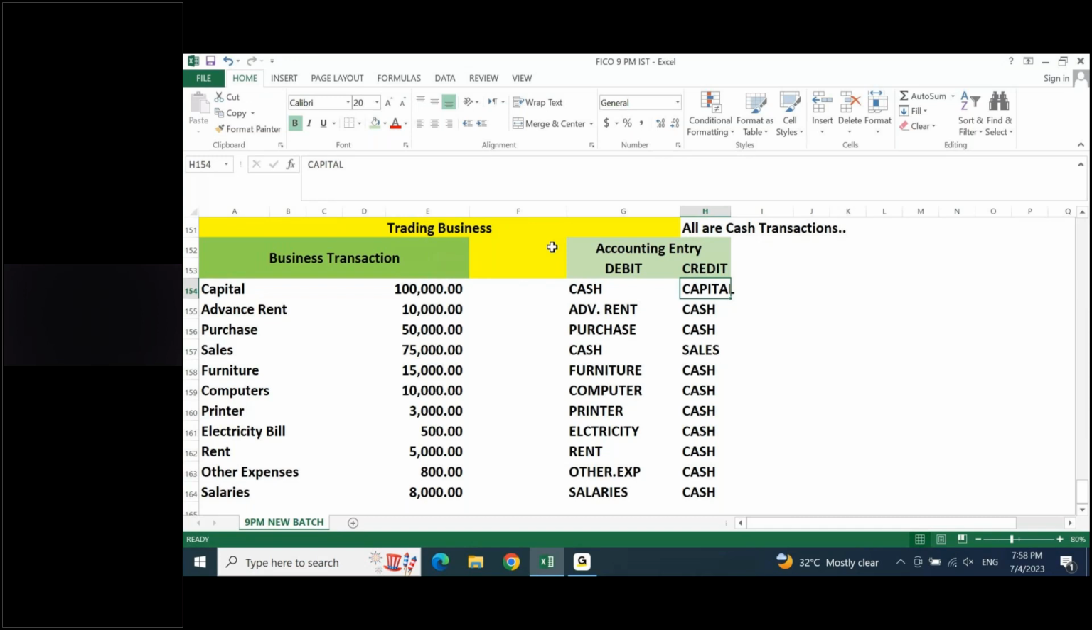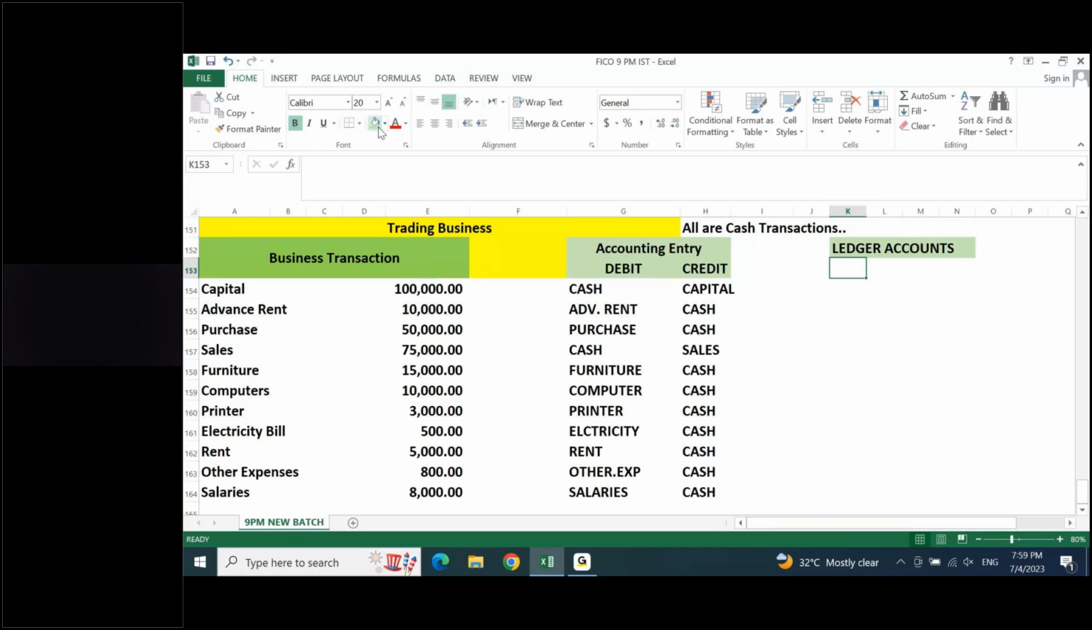Correct? Now, these are your journal entries, in short, accounting entries. Once you prepare the accounting entries, you need to prepare ledger accounts. Normally, when we talk about ledger accounts, we are talking about each account's closing balance.